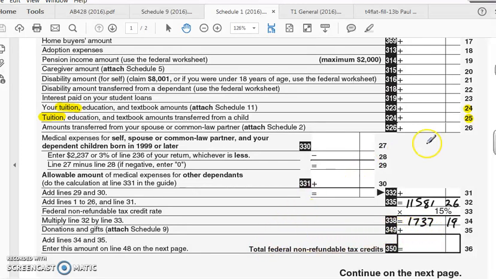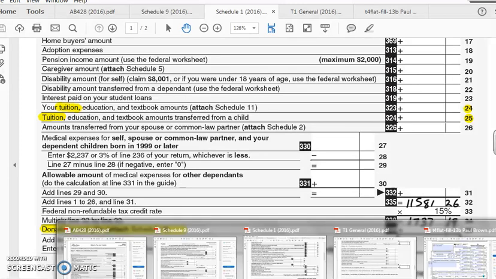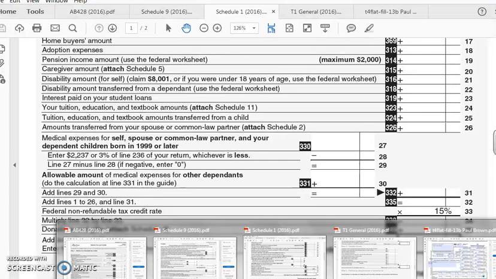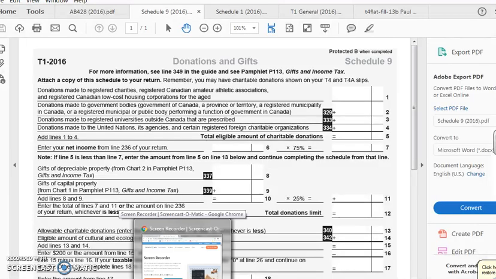And then we see that we need to deal with the donations and gifts, which will be Schedule 9. Now, Paul will be able to use those gift receipts in other years. However, we're just going to show it now as part of your future tax assignment. And so we're going to move to the Schedule 9.